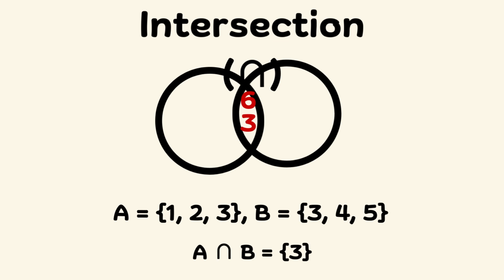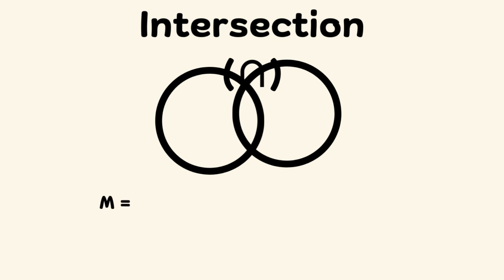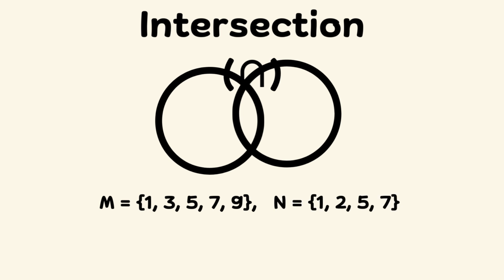So for example, if we have the set M, which is equal to 1, 3, 5, 7, and 9, and set N, which is equal to 1, 2, 5, and 7, the intersection of these two sets would be 1, 5, and 7.